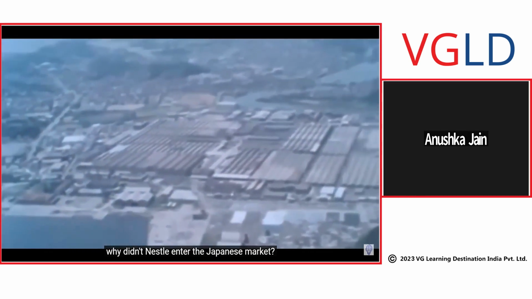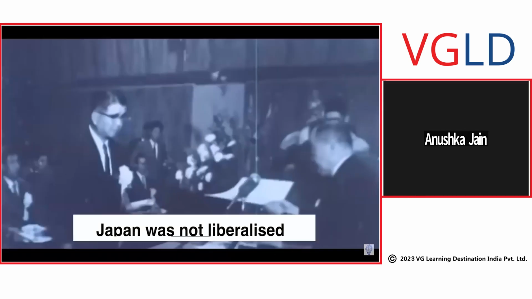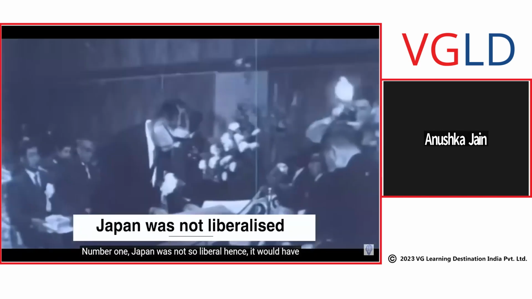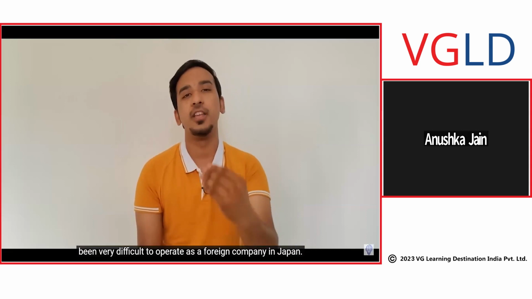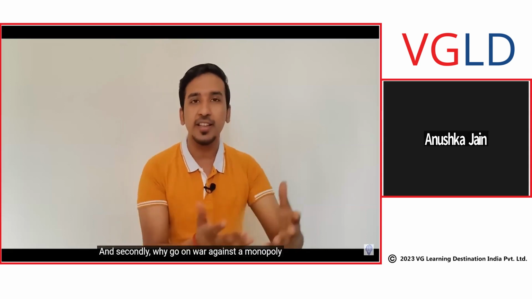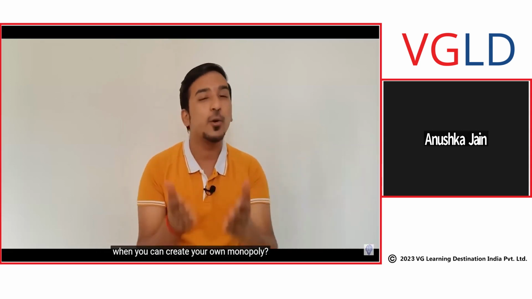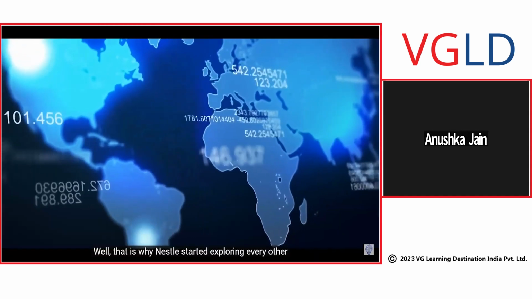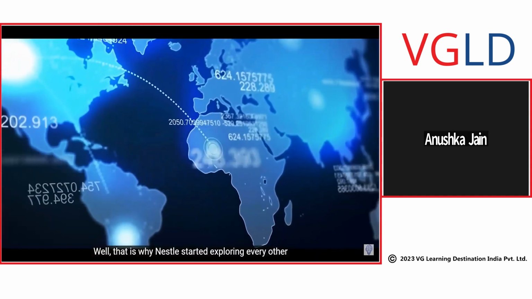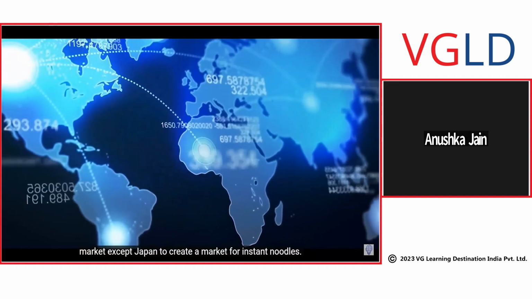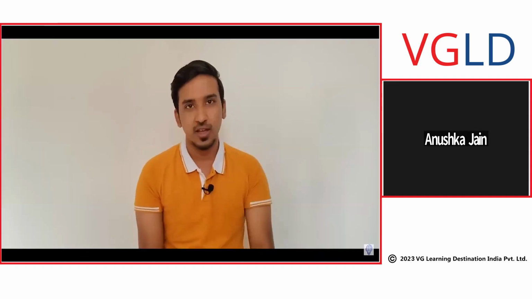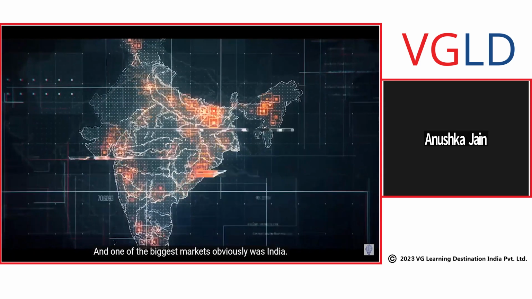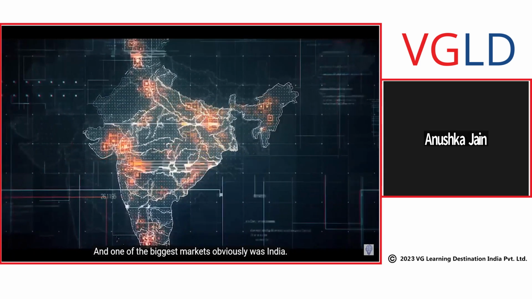Now there are two seemingly logical reasons for that. Number one, Japan was not so liberal, hence it would have been very difficult to operate as a foreign company in Japan. And secondly, why go on war against a monopoly when you can create your own monopoly, right? Well, that is why Nestle started exploring every other market except Japan to create a market for instant noodles. And one of the biggest markets obviously was India. And that is how, ladies and gentlemen, Nestle entered the Indian market in 1983.